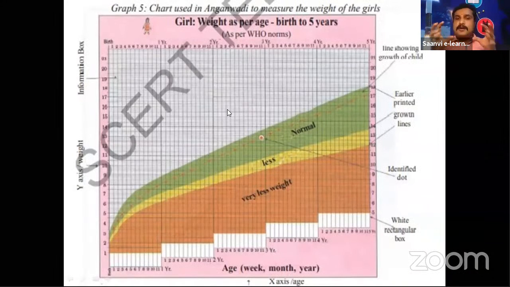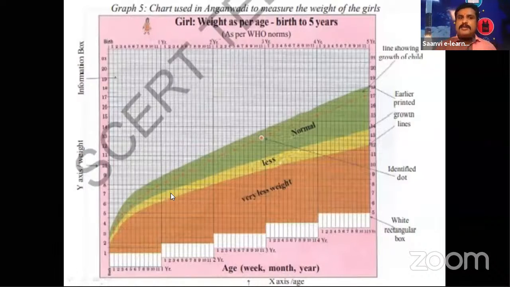See, charts used in Anganwadis measure the weight of the girl as per age, from birth to the 5th year. If you see these columns, you will get an idea. Please look at the screen carefully, all of you. See here, week or month is given: first week, second week, third week, fourth week, up to 12, then 1 year. One bar you can see here, and next like that up to 5 years: 1, 2, 3, 4, 5 years graph is given.